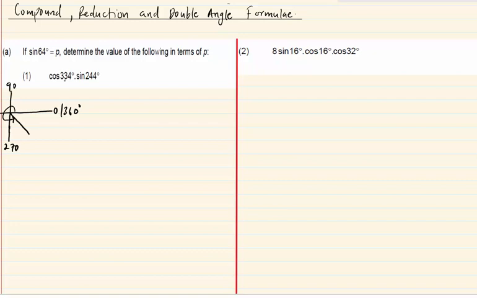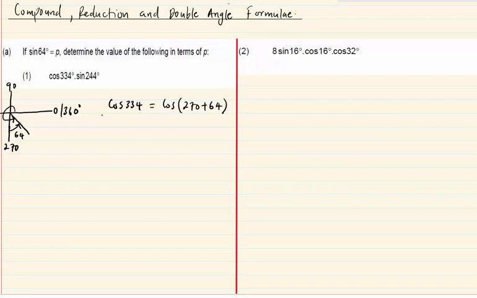Well, we want to see how we can write this cos of 334 in terms of sine of 64, because that's what we are given there. Well, you'll notice that if I do 270 plus 64 degrees here, this is going to be equal to cos of 334. So cos of 334 is the same as the cosine of 270 plus 64 degrees.